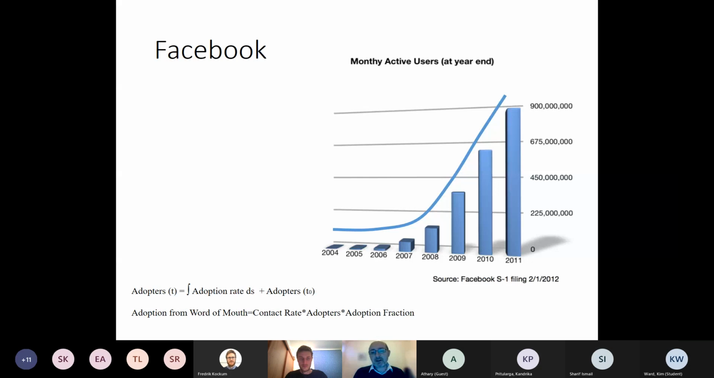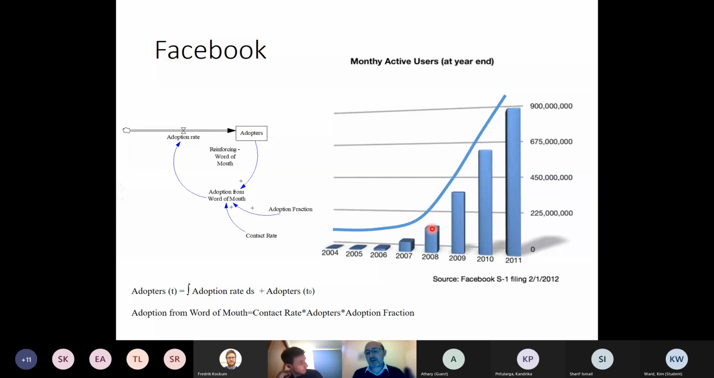This is a very simple model. You can see Facebook's growth over time: they started in 2004 with almost no users. 2007 may have approximately 50 million users, 2008 maybe 150 million users, 2009 almost 370 million, 2010 almost 670 million, and 2011 almost 900 million users.